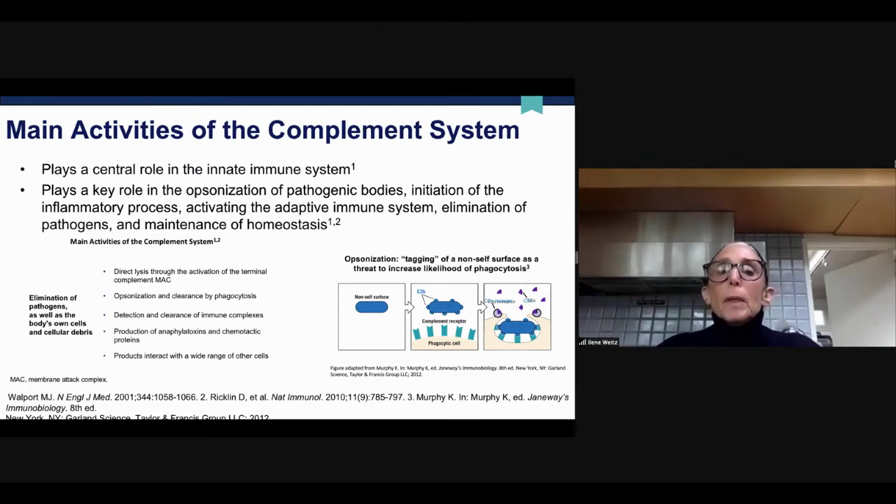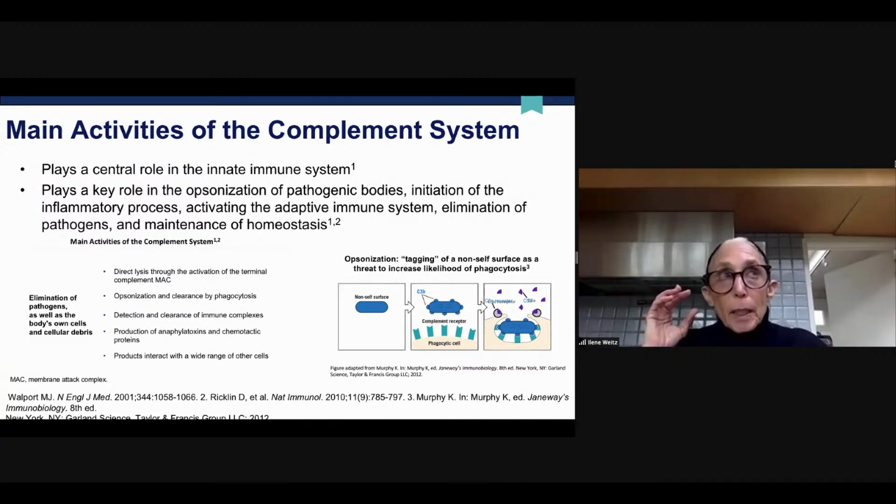Complement's job is to get rid of pathogens. Pathogens can be infectious agents, bacteria, viruses, or dead and dying cells. Its goal is to get rid of these in a safe fashion, or wrap them up in a clot so that they can be digested. And it interacts with the adaptive immune system for the elimination of these pathogens.